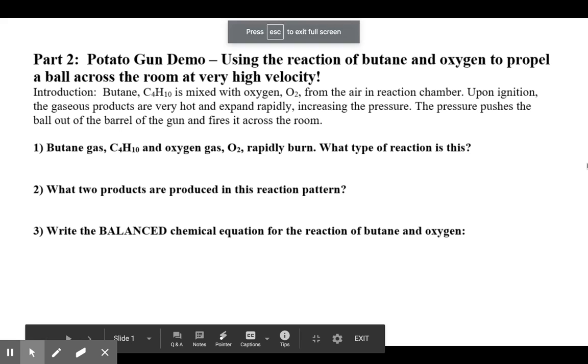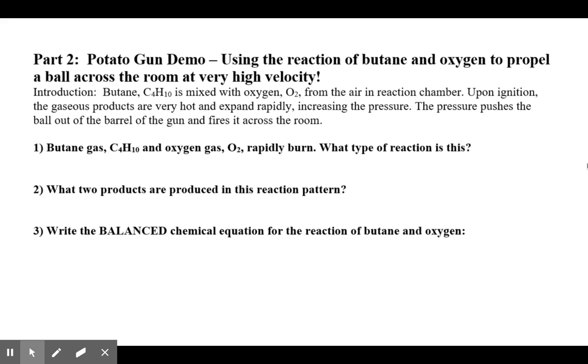All right, guys. After we just saw what went down in our chem lecture hall with our potato gun, we ended up seeing that we were using butane gas from our hairspray, and that was where we were getting our C4H10. That is what butane is. And we were having that react with oxygen, O2.